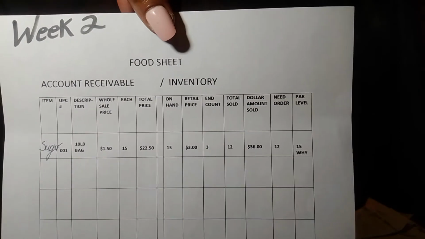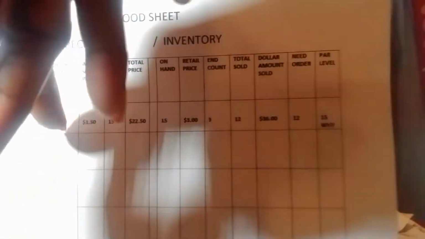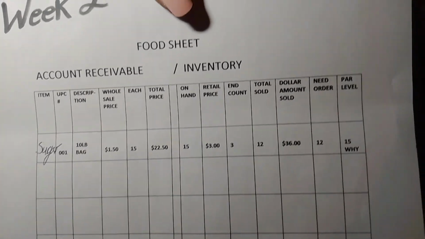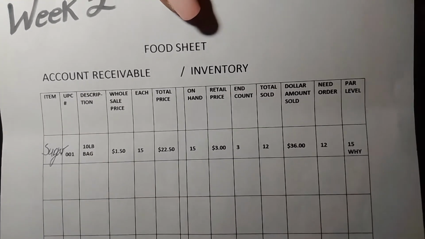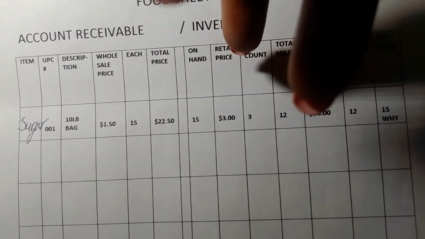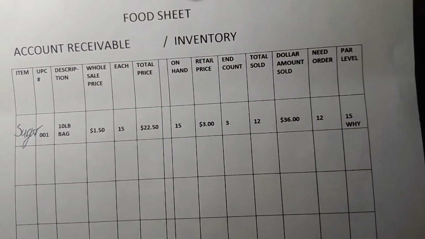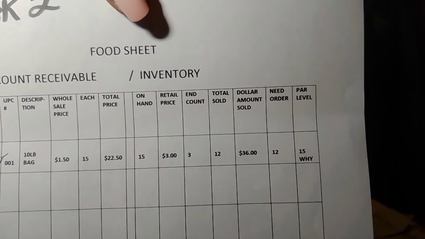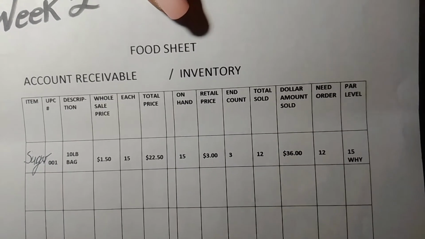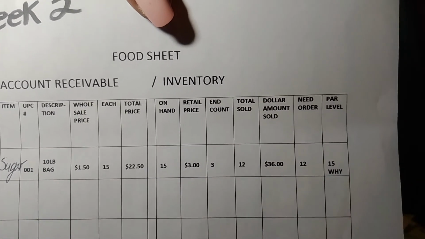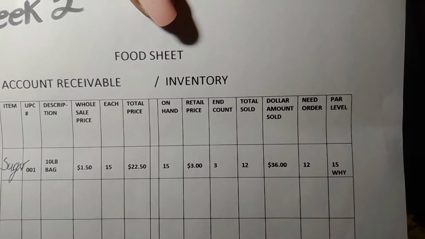Then after we put everything on accounts receivables, we waited about a week. Imagine that we were running the store for a week. Now it was time for you to count inventory. And we put our on-hand count down there. And what we sell it for. Then we started counting. And that's when our ending count was 3 for sugar. Because this is a sugar sheet. And then that means we sold 12 at a dollar amount of 36.